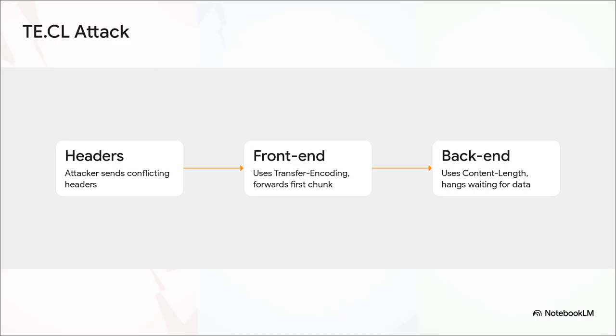On the flip side, a TE.CL attack reverses that logic entirely. The front end assumes the request is chunked, reads that first chunk, and forwards it. But the back end is prioritizing content length, so it's expecting a massive payload based on the fake header. It ends up just hanging there, waiting for data that is never going to arrive, which completely poisons the connection state for whoever happens to share that persistent TCP socket next.